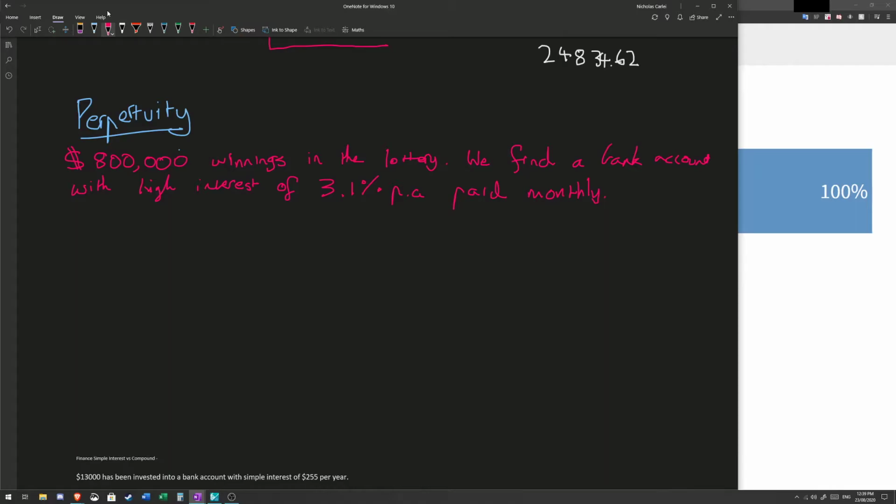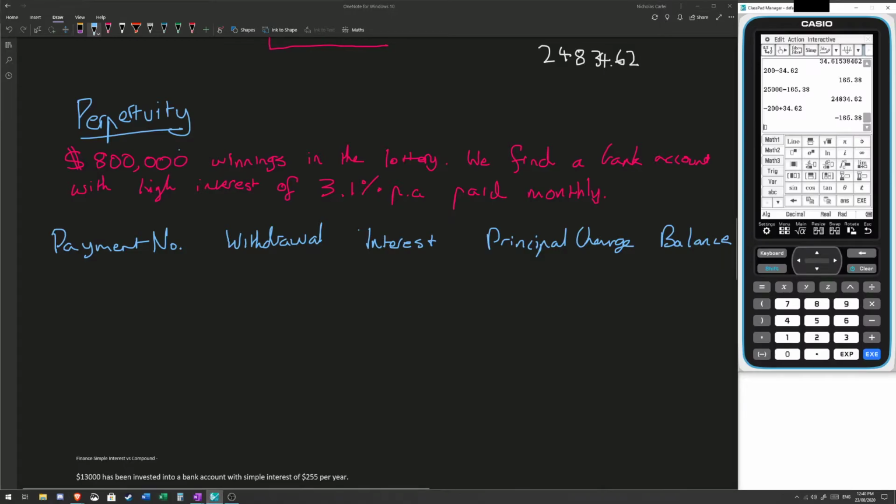Right? Now, I'm not going to write out the entire amortization table for you guys. You're gonna join in on this one. So let's say that's our payment number. This is our withdrawal. This is our interest. This is our principal change. And this is our balance. Okay. I need to bring up my calculator as well. So our payment number 0, 1, and 2, let's say.